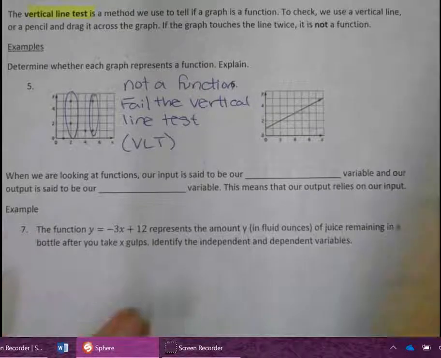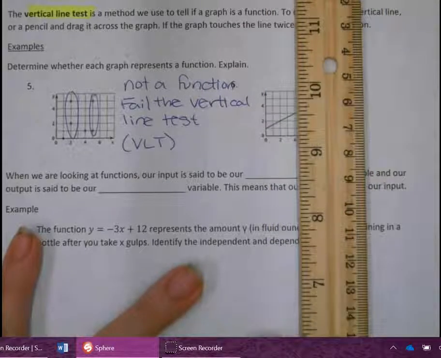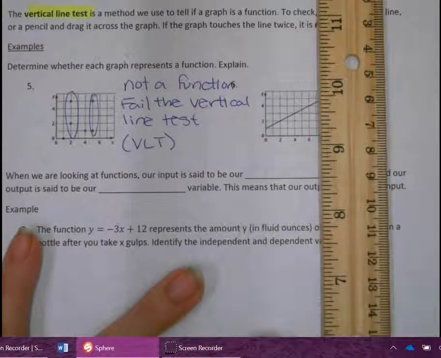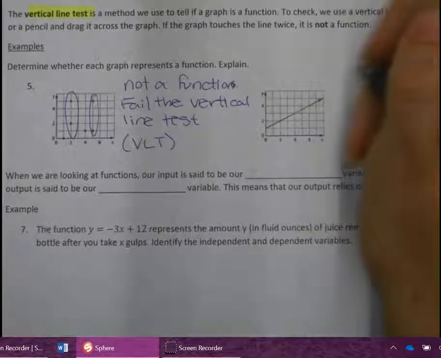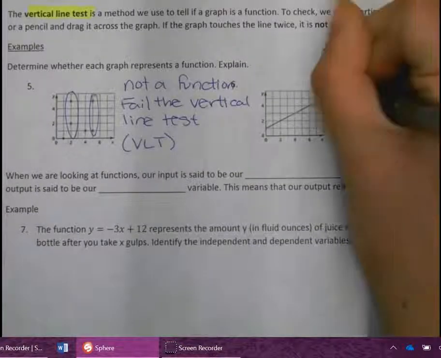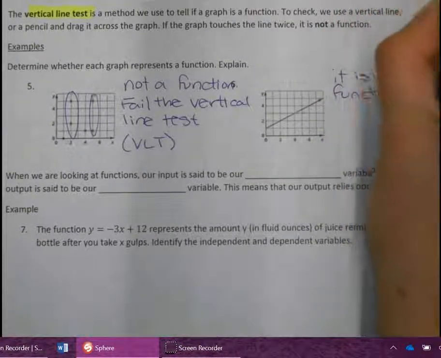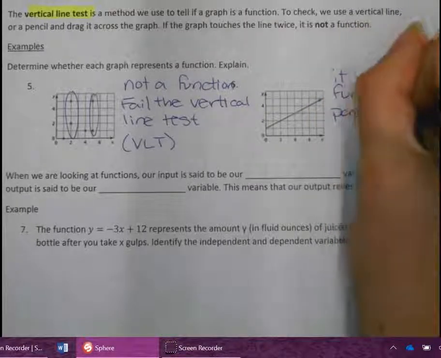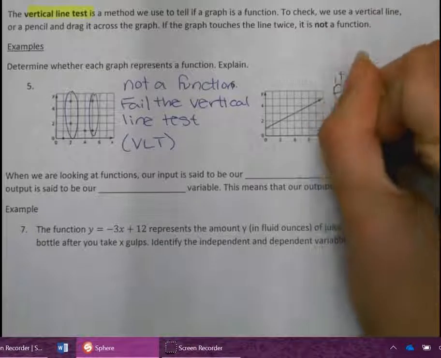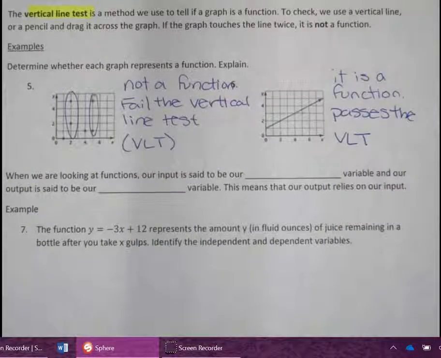Okay, so I do the same thing on number 6. I take my ruler and I drag it across. As I drag it across, it only touches the line once. So this means it is a function. It passes the vertical line test. Are there any questions on the vertical line test?